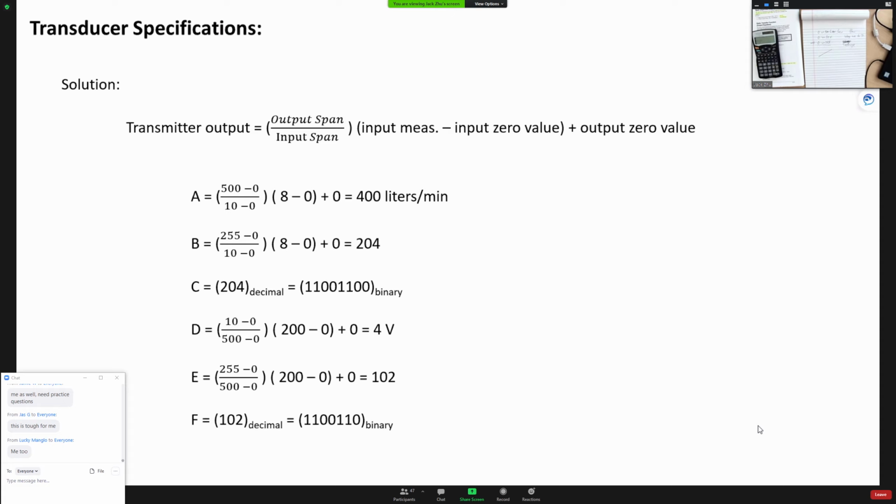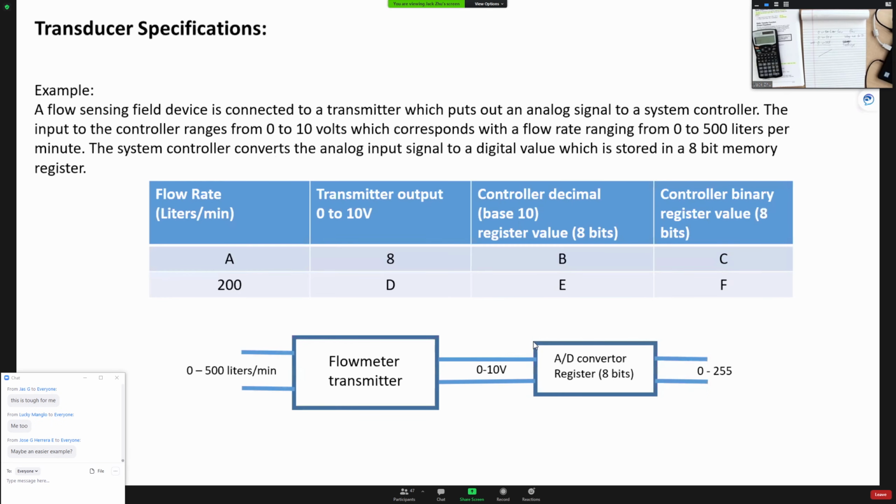To make your life easier, this is the main thing: the flow rate and the output down here, like we did for the one before for the temperature. We're going to do a few more examples. That's the majority of the things you need to be able to do.